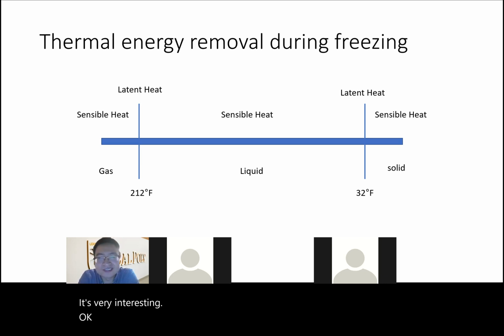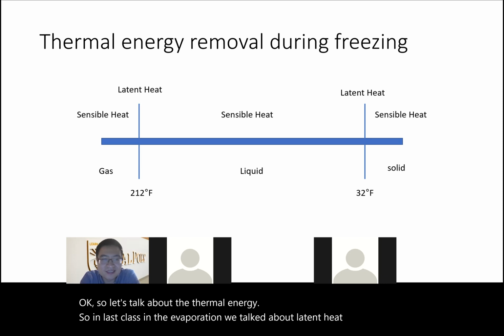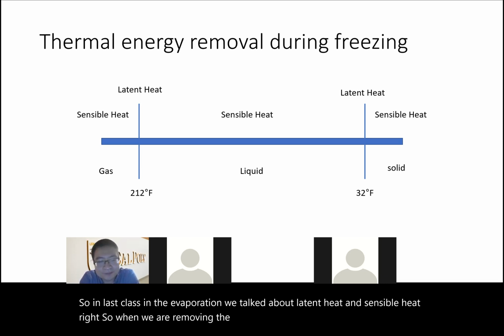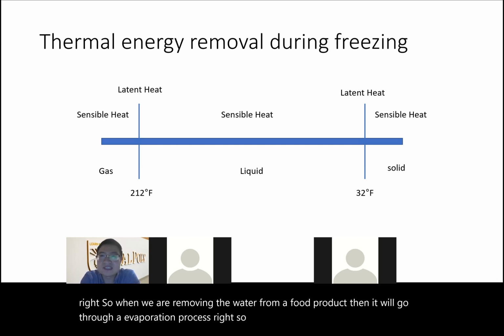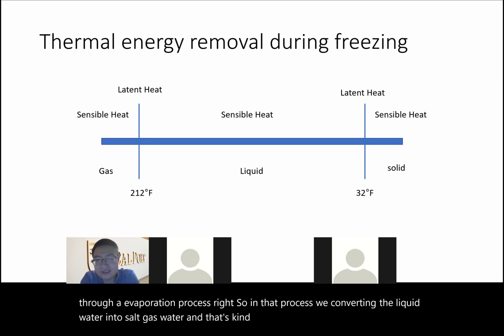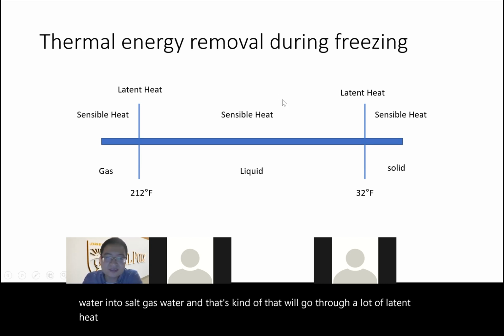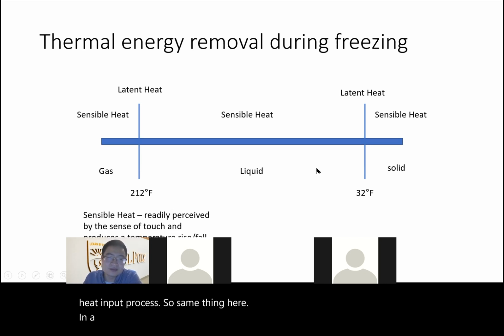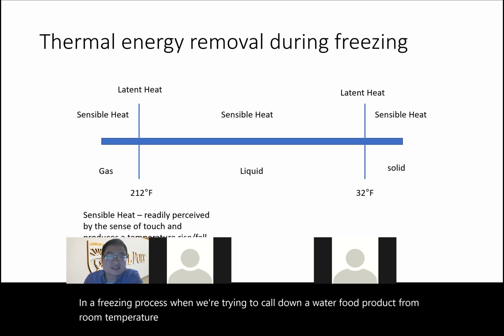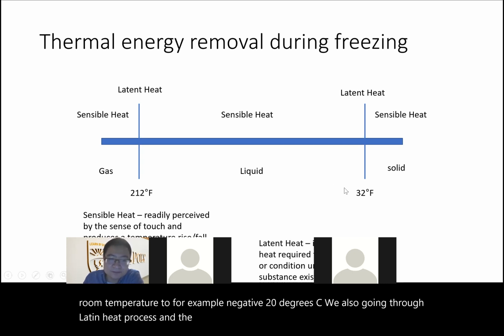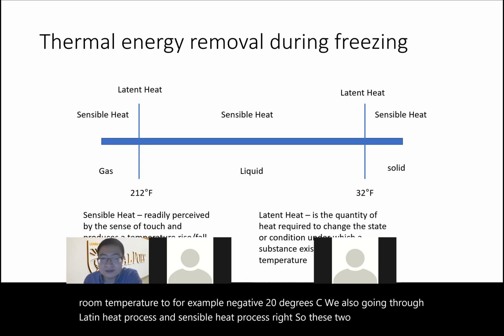Okay, so let's talk about the thermal energy. So in the last class, in the evaporation, we talked about latent heat and the sensible heat, right? So when we are removing the water from a food product, it will go through an evaporation process, right? In that process, we're actually converting the liquid water into gas, and that will go through a lot of latent heat input. So same thing here. In a freezing process, when we are trying to cool down a food product from room temperature to, for example, negative 20 degrees C, we're also going through a latent heat process and a sensible heat process, right? So these two processes are always required for those phase changes.